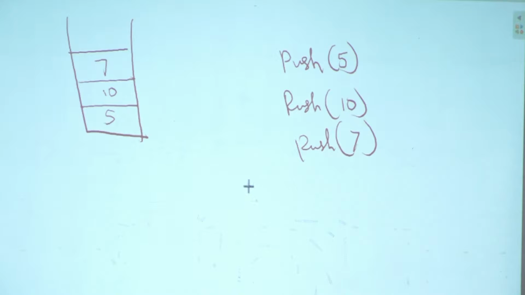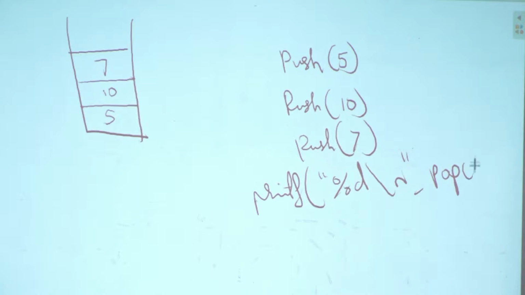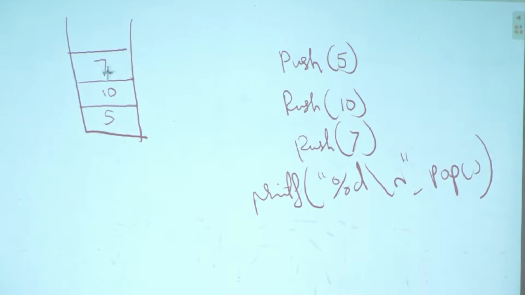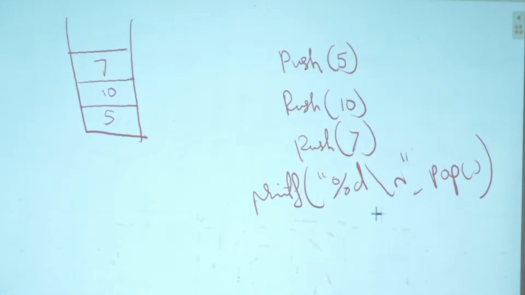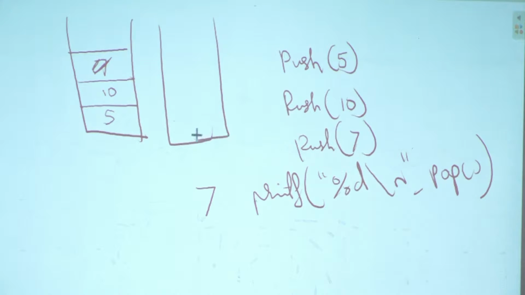Then I say printf("%d\n", pop). When I say pop, what needs to happen is this 7 has to be popped. Now what will get printed on the screen? 7. Last in, first out. What was pushed last came out first. So now conceptually the stack will be only 5, 10.